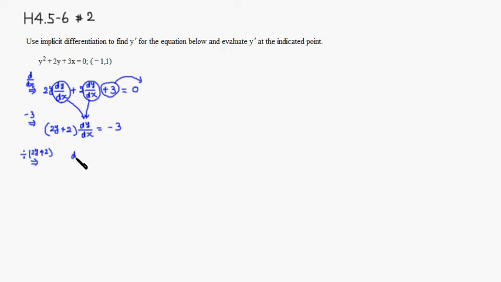Right, so dy over dx is equal to negative 3 over 2y plus 2, right? If you want, you can factor out 2, so it's going to be negative 3 over 2 times y plus 1. Right, so that's the first derivative, so let's type that in.